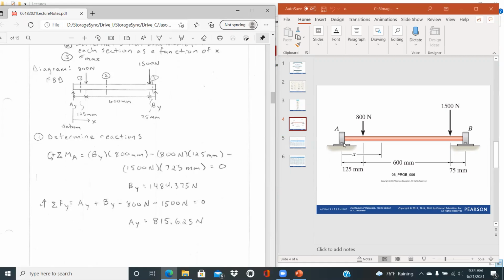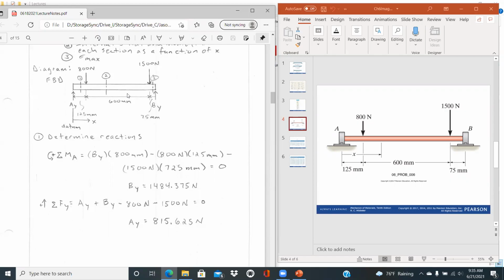And we know that these bearings can support forces in the y direction. And so you have an Ay and By. You have your 800 newton force located 125 millimeters away, another 600 millimeters to the 1500 newton force. That is 75 millimeters from that end. And so we really have 3 sections throughout the beam, where anytime you have a force, you'll have to do a new cut. Anytime you have a roller or something, a boundary condition, you would have to do another cut.